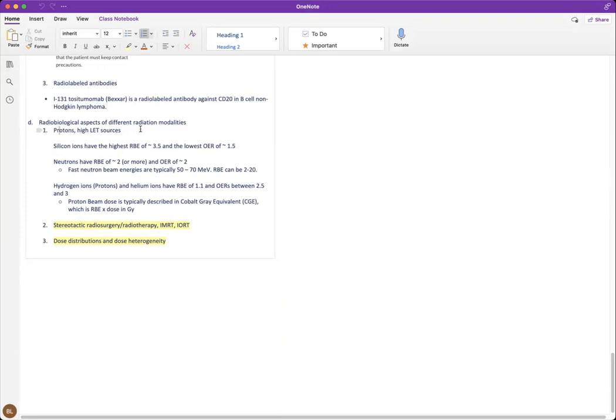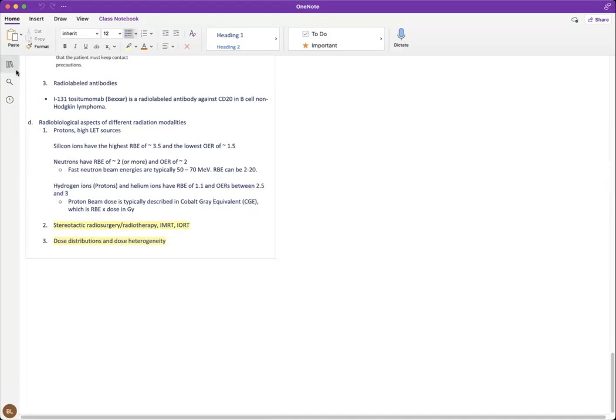Radiobiologic aspects and different radiation modalities. They wanted you to know about protons and high LET sources. So what did I put here? First I talked about silicon ions. These have the highest RBE, 3.5, and the lowest OER. Neutrons have RBE of 2, OER of 2-ish, and hydrogen ions, also known as protons, and helium ions have RBE of 1.1, and OER is around here.